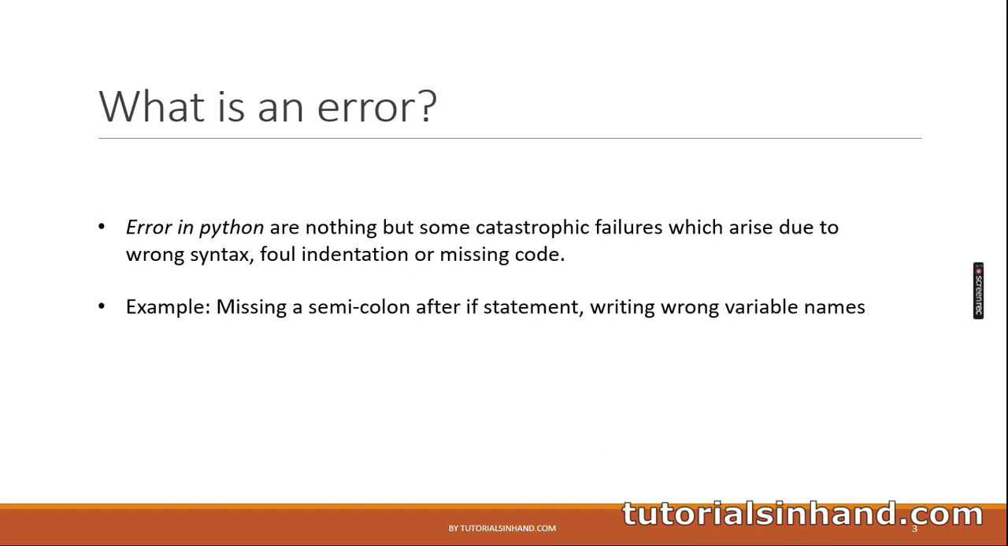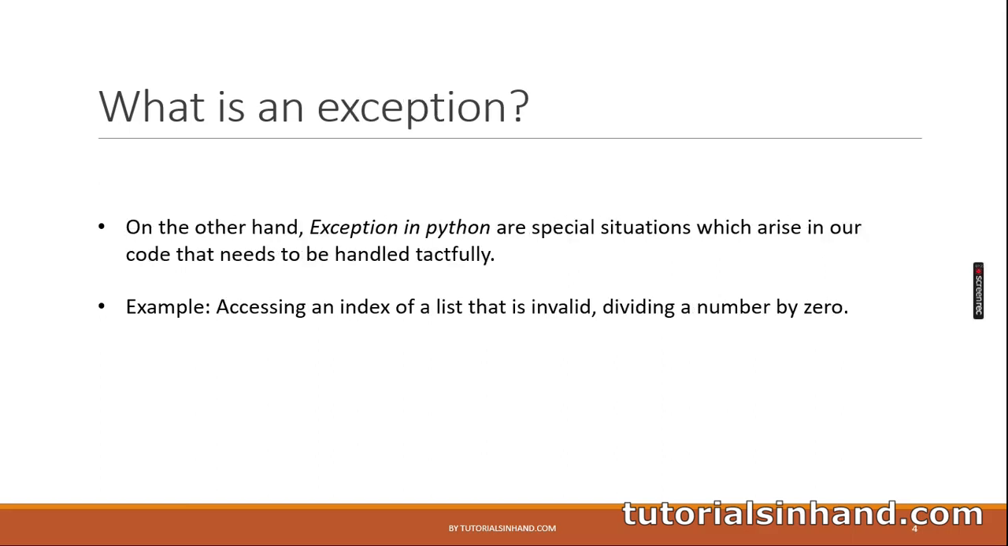What is an error? Errors in Python are nothing but some catastrophic failures which arise due to wrong syntax, faulty indentation, or missing code. For example, missing a colon after an if statement, or writing wrong variable names. What is an exception? On the other hand, exceptions in Python are special situations which arise in our code that need to be handled tactfully. For example, accessing an invalid index of a list, or dividing a number by 0.